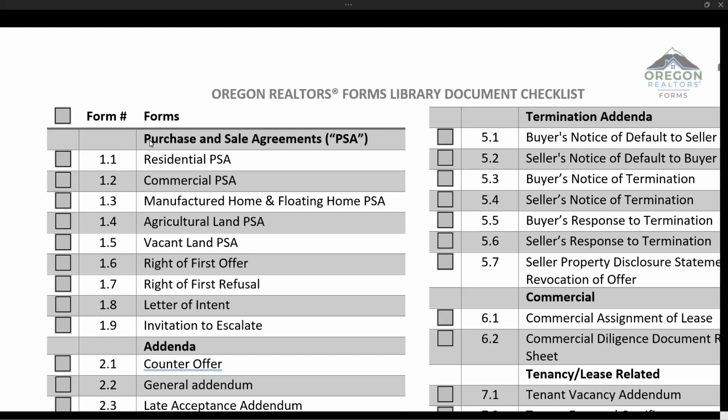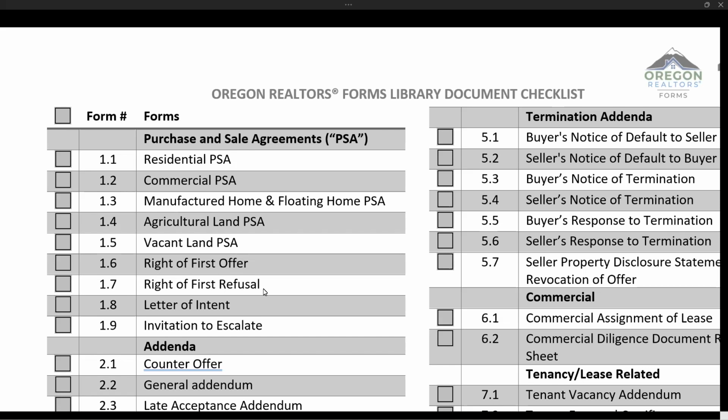To begin with, we're going to go through the library and look at the documents that are on offer through the various categories. The first is purchase and sale agreements, the 1s. We have a residential purchase and sale agreement, a commercial purchase and sale agreement, a manufactured home and floating home purchase and sale agreement, an agricultural land purchase and sale agreement, the vacant land purchase and sale agreement, and then various ways that modify the negotiation of the deal itself.